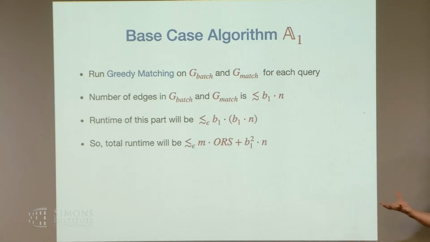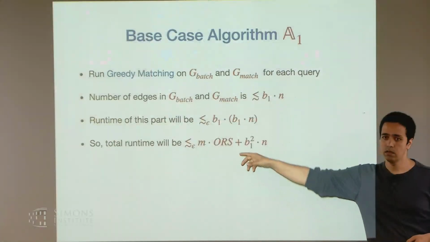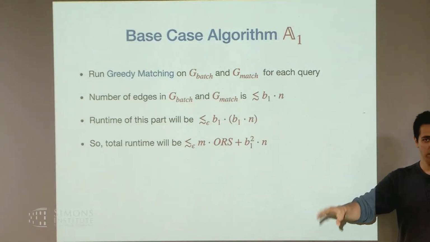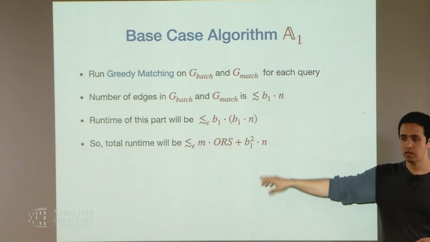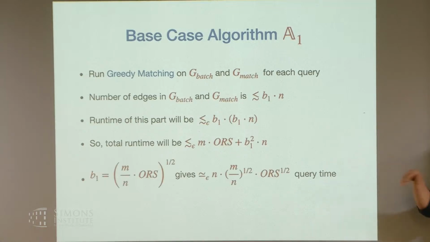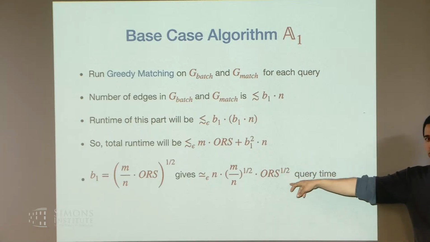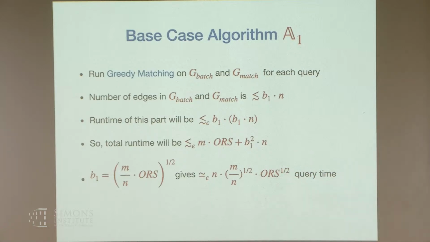So the total runtime of processing this entire batch is m times ORS, the time we spend on the old graph, plus B squared times n, the time we spend on these more recent graphs. If you pick the right value of B, this is going to give you n times the square root of m over n, times the square root of ORS. Good?